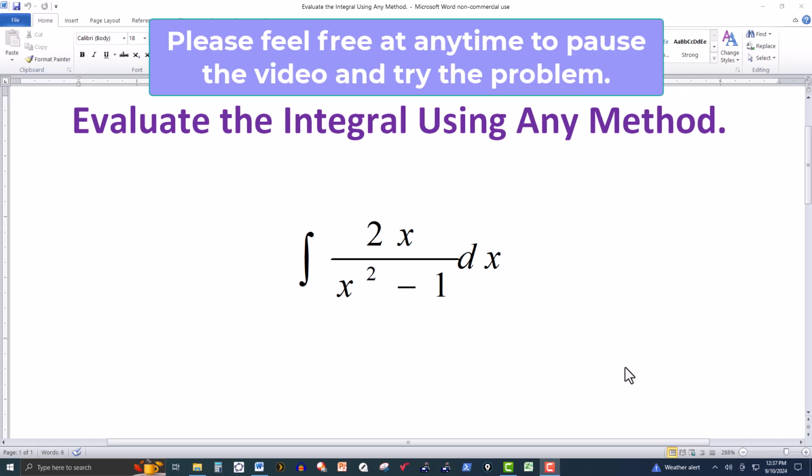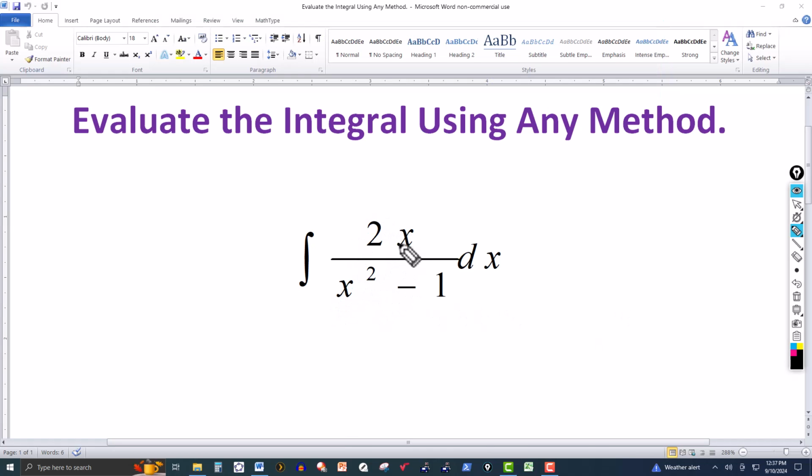In this video, we want to evaluate the integral of 2x over x squared minus 1 using any method. If we look at the integrand, it's a rational expression, 2x over x squared minus 1. The denominator factors into x minus 1 and x plus 1. It's in lowest terms, so we could use partial fractions. That's one method, and that's probably the longer method. This particular problem, you can work it out two ways that are fairly obvious.